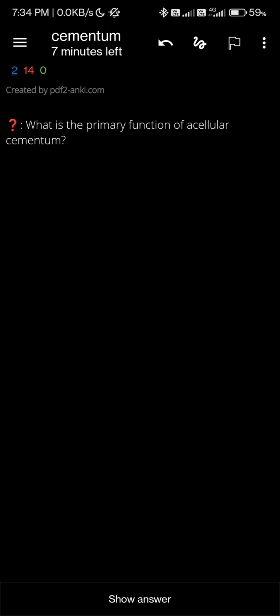It forms the outer covering of the surface of the root of the tooth.